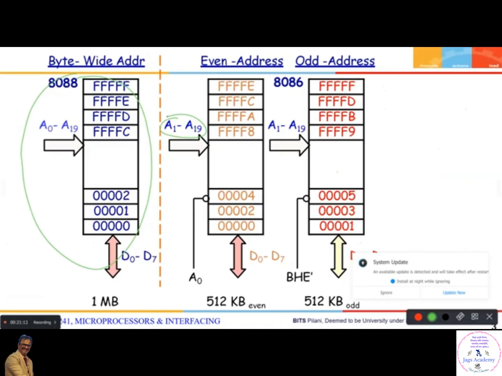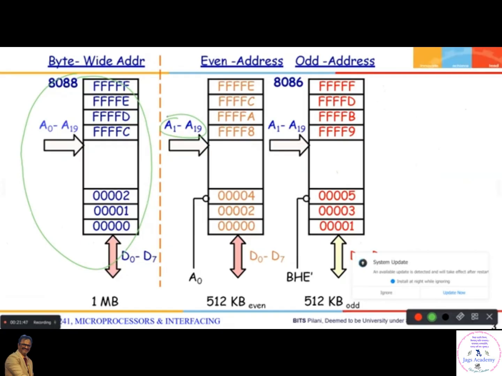Always 0, right? Always 0. That's why whenever A0 is 0, this particular memory chip is selected. That's why it is connected to chip select. Now, see here, bus high enable. You must have seen it in the pins and signals. Whenever the microprocessor needs to copy the higher order data bus, bus high enable will go low. At that time your bus high enable chip will become low.